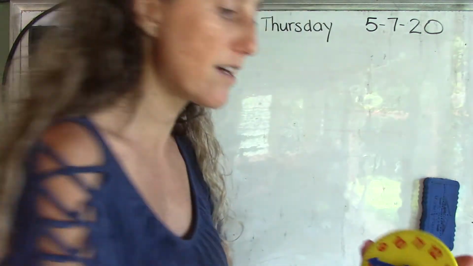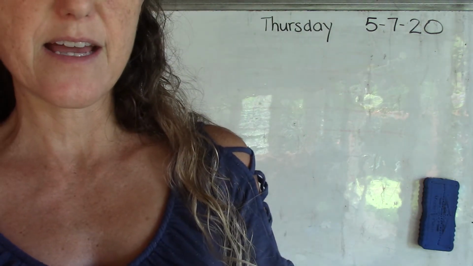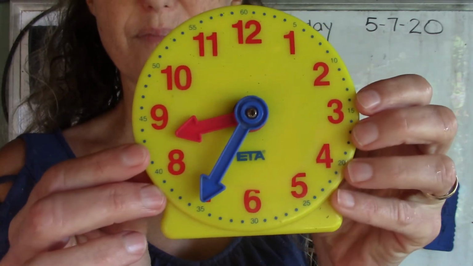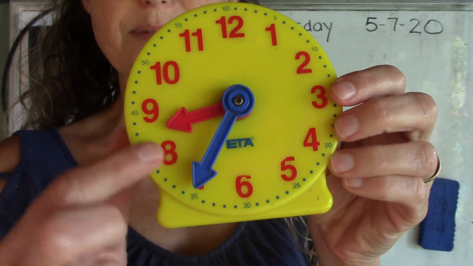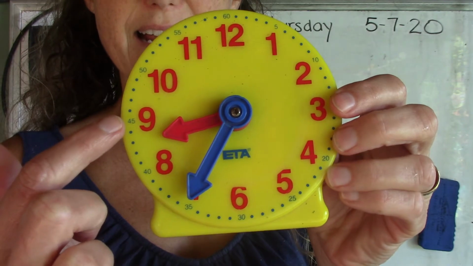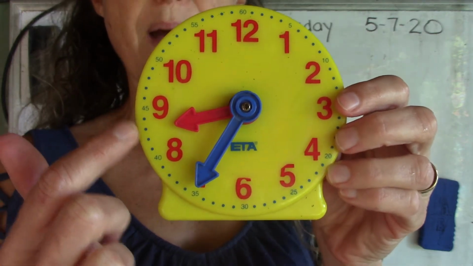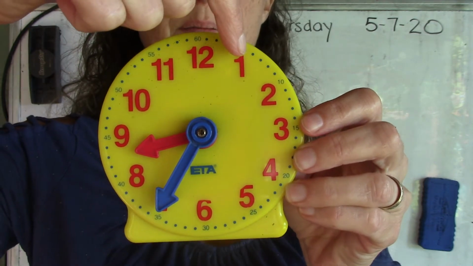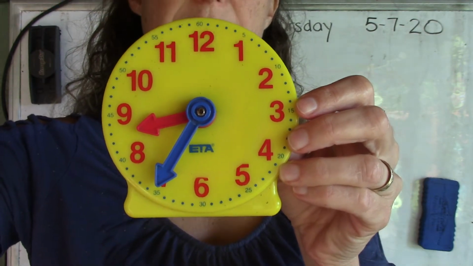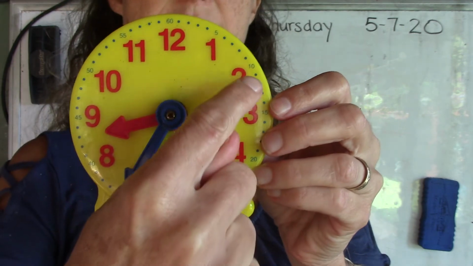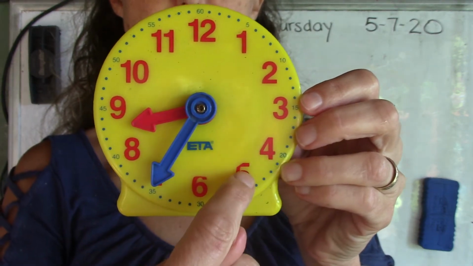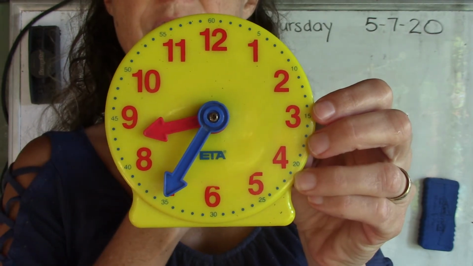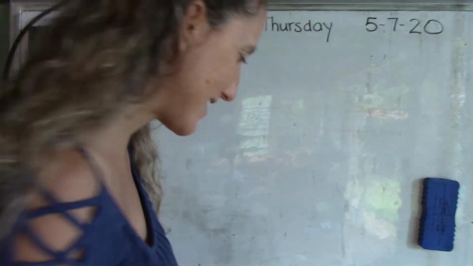On our clock today, let's see, what time is it today? So the hour hand is between the 8 and the 9, right? So we go back to the 8. And we start counting the minutes, the minute hand starting on the 1 when we count by 5s. 5, 10, 15, 20, 25, 30, 35. So it's 8:35. All right, good job.